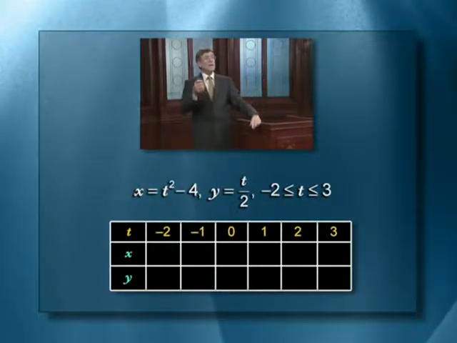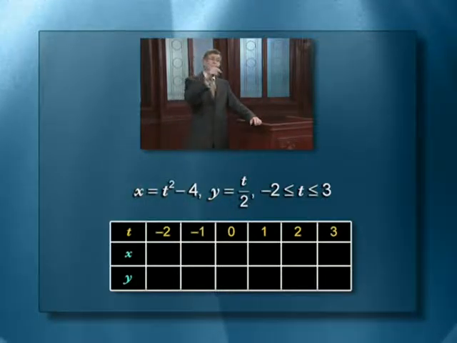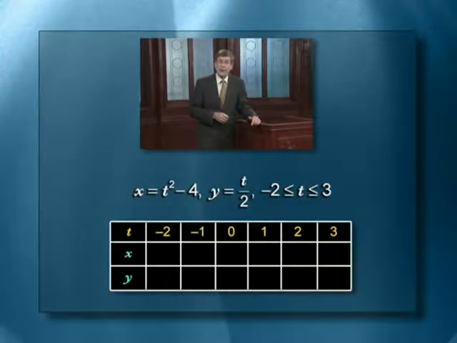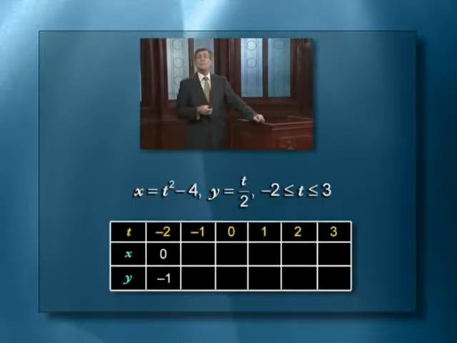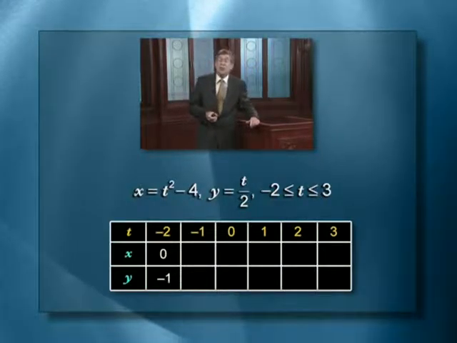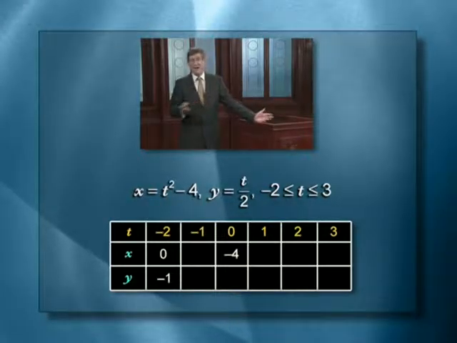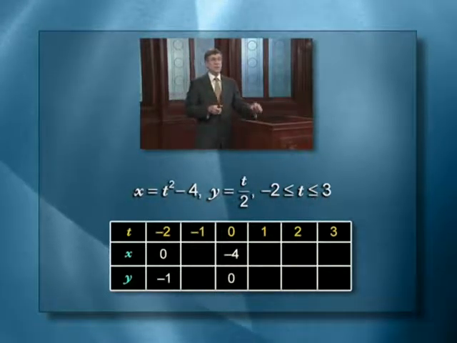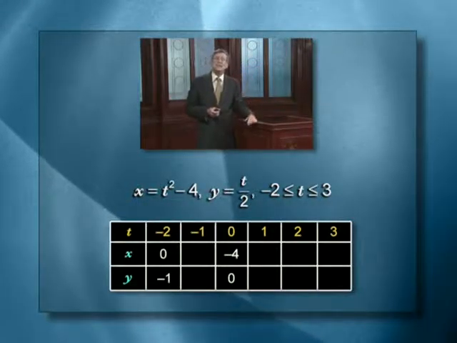For example, if t is minus 2, what's x and what's y? Well, you would plug minus 2 into the formula for x, and you would get minus 2 squared, which is 4, minus 4. So x would be 0, and y would be minus 1. Minus 2 over 2 is minus 1. And then you would plug in other values. For instance, if I plug in 0, what do I get? x will be 0 squared minus 4, or minus 4, and y will be 0. So I'll plot the point minus 4, 0, corresponding to t equals 0.